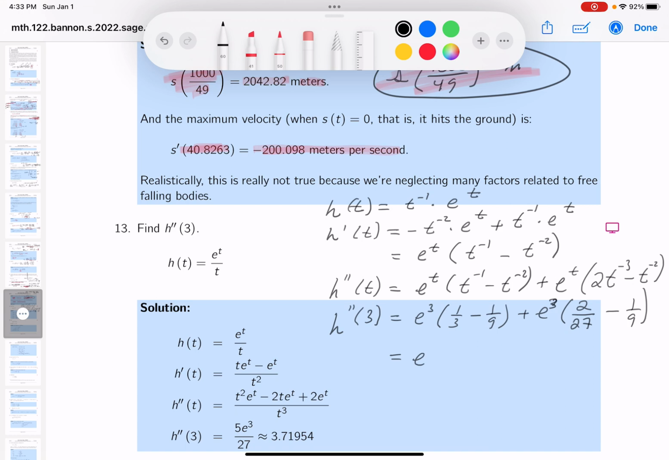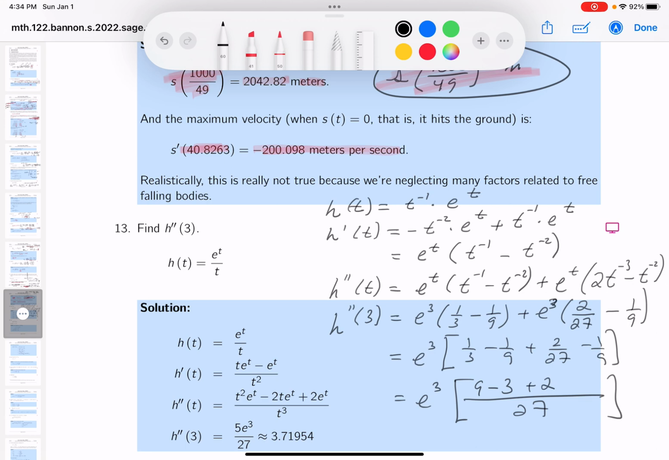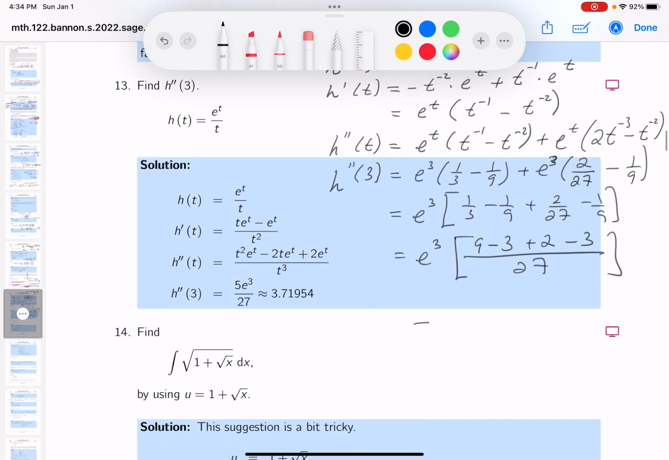I'm going to factor out e cubed. And what do you get? Let's write this down. 1/3 minus 1/9 plus 2/27 minus 1/9. Oh boy, it's a lot of work, isn't it? Common denominator is 27, right? Let's see, 9 minus 3 plus 2 minus 3. I gotta do that work, don't I? So it's going to be 27 on the bottom.